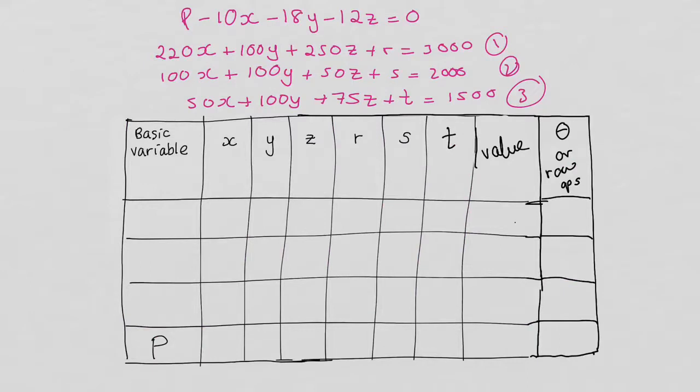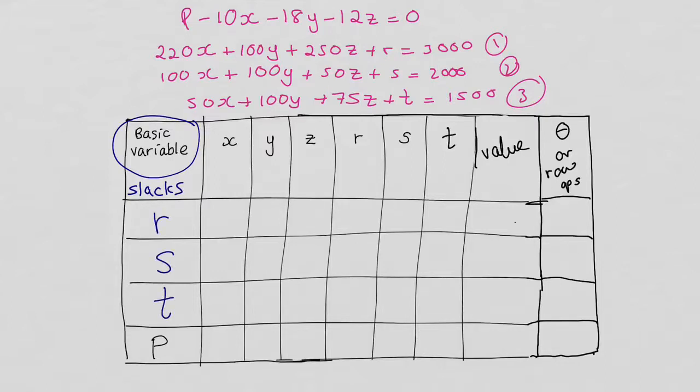Right, I've copied them across again. It's a very big tableau because I've got a lot of variables. I've got X, Y, Z, R, S, T. Now, basic variables, they start off as your slacks. So I'm going to put R, S, and T in here.